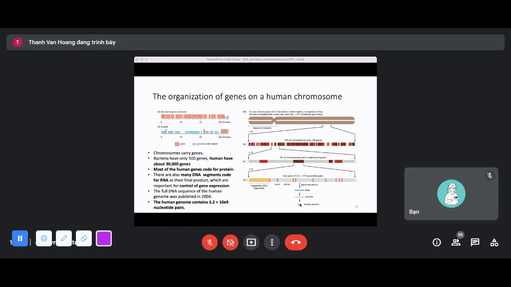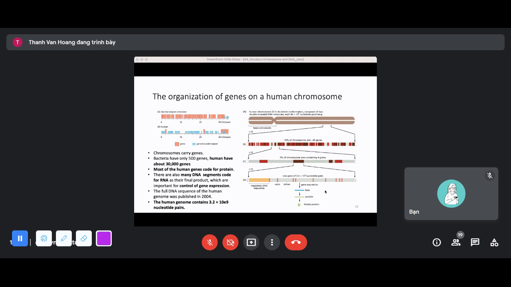Okay, so it's important for you to know there's exon and intron in our DNA. The exon is the region which encodes information for protein synthesis. Intron contains many regulatory elements. Okay.